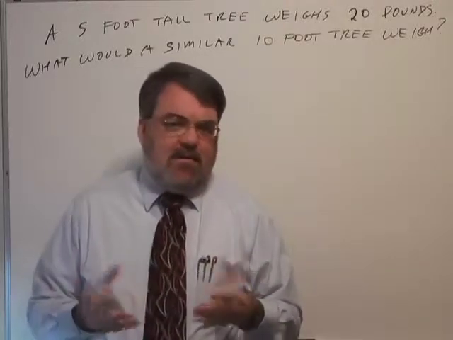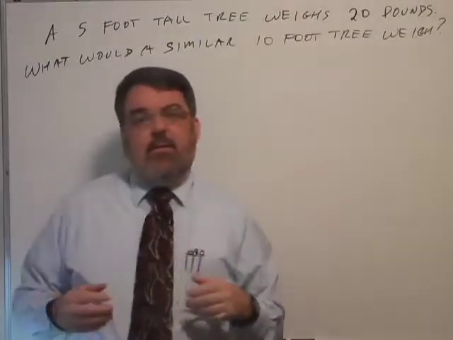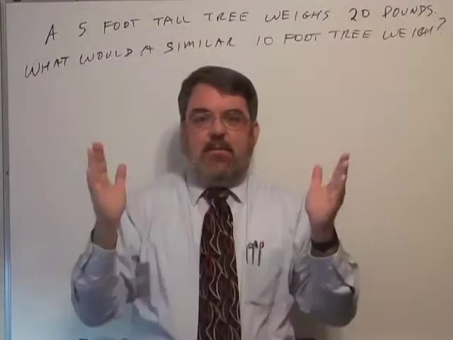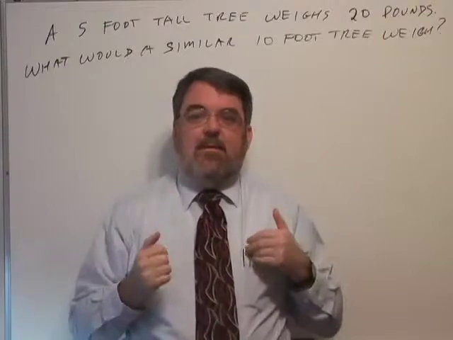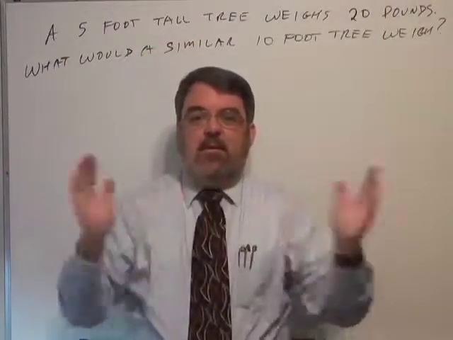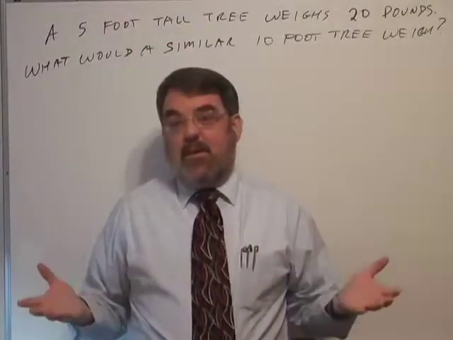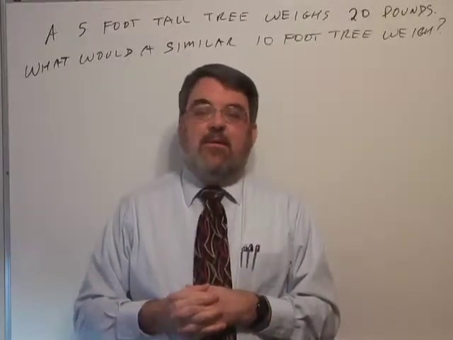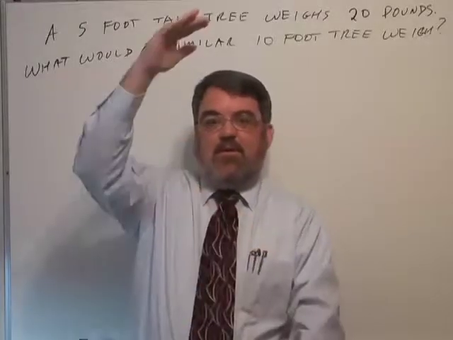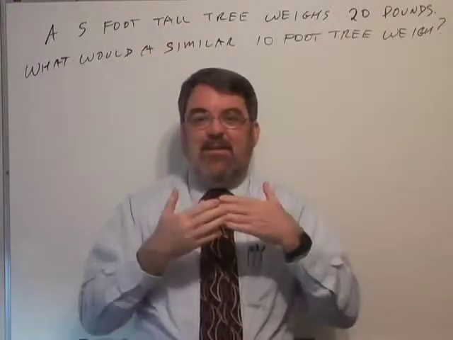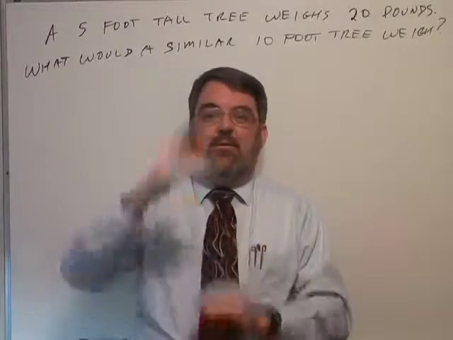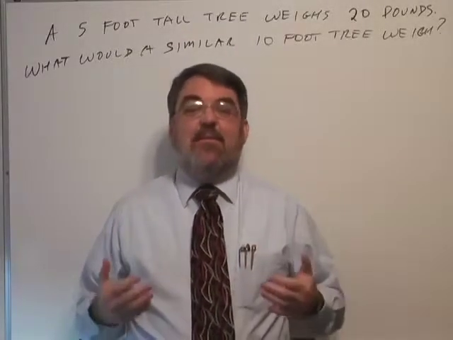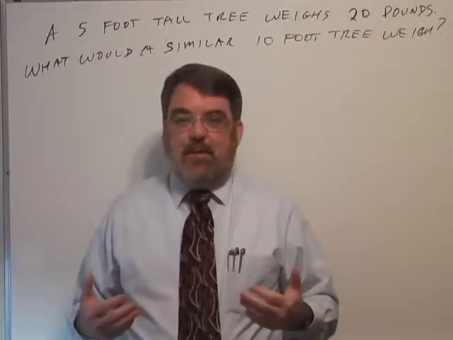And where am I getting 8? Well, when the tree grows, it doesn't just grow in height. It grows in width and depth. So it grows in 3 dimensions. And what is weight based on? Weight is based upon 3 dimensions. So you think, well, okay, if it's twice as tall, it's twice as wide, twice as deep. 2 times 2 times 2 means 8 times the volume, or 8 times the weight.